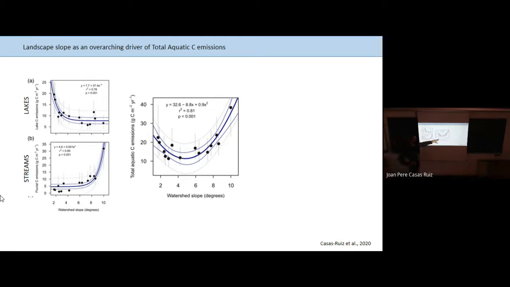What we can find here is then that one should expect the highest aquatic carbon emissions at both ends of the slope spectrum. But this is not exactly the same. The origin of these emissions can vary, right? If you are here, you're going to have very high aquatic emissions, but they are going to mostly come from rivers because you have these steep channels. While if you are in very flat areas, you're going to still get high carbon emissions, but they are going to come from lakes. So they have a completely different emission.